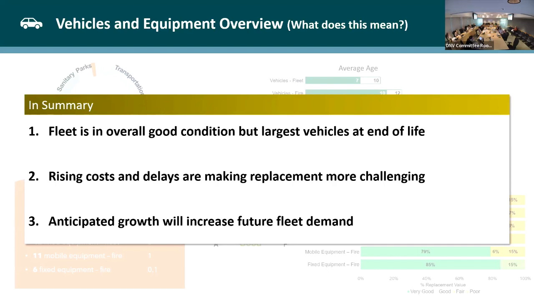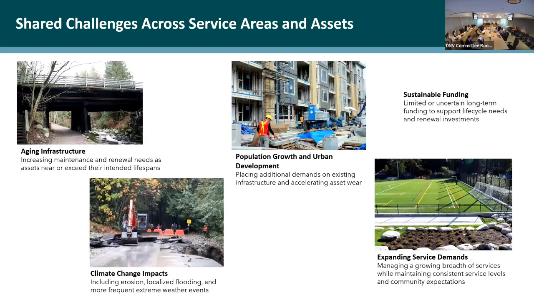Third item here is just a support service for our fleet and equipment. As the community starts to expand, we have more services, so obviously there's additional pressure there. This is really just a summary of some of the shared challenges across all our service areas and assets. I've touched on all of these: aging infrastructure, climate change, population growth, expanding service demand. As a community over the last 20 years, we've changed in terms of what we've been doing. And then ultimately sustainable funding. That's been something we've danced around with a number of comments this evening.